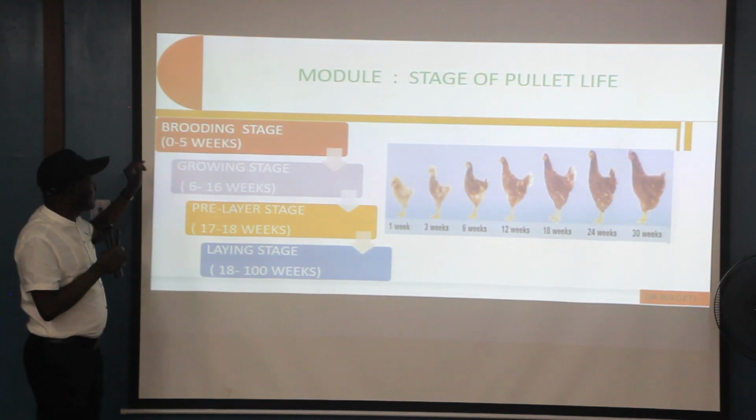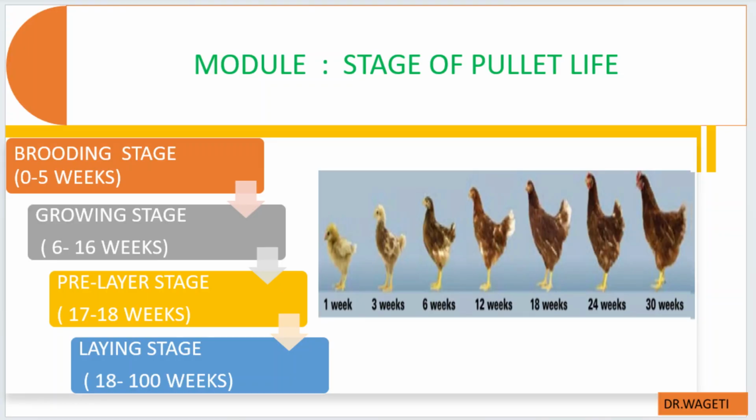You know, we have the brooding stage. These are the pullets: 1 week, 3 weeks, 6 weeks. These are stages that you want to achieve. There's the brooding stage, 1 to 5 days. There's the growing stage from 6 to 16 weeks. There's the pre-layer stage from 17 to 18 weeks.